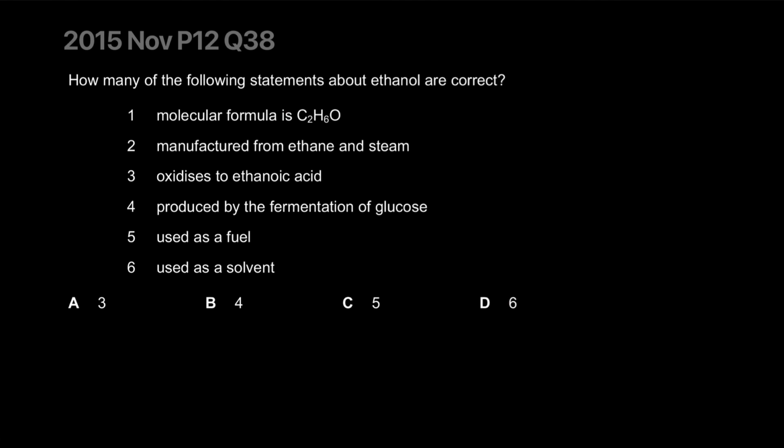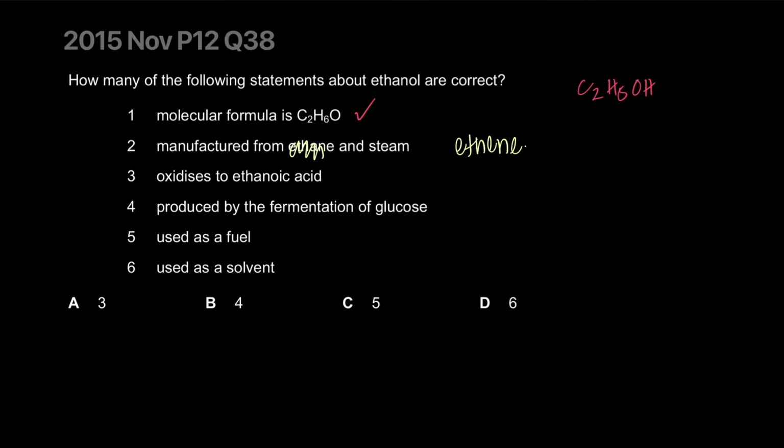How many of the following statements about ethanol are correct? Molecular formula is C2H6. So let's figure it out. What is ethanol? It's C2H5OH. So it is going to be that, right? Manufactured from ethane and steam. That would be true, but it's not, because it's actually ethene and steam. Ethene, right? Everything else, I have a strong feeling, is correct.